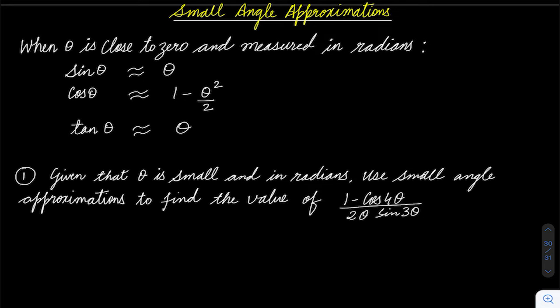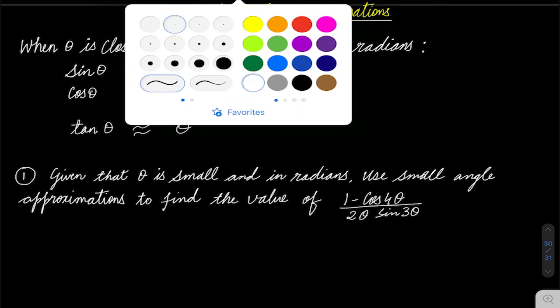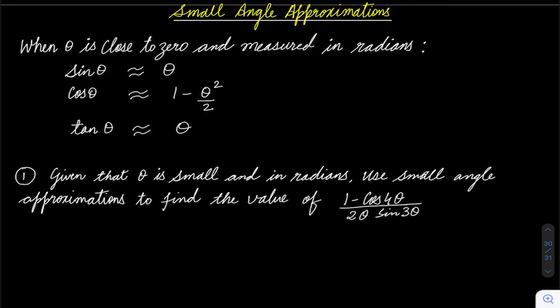So now, when theta is close to 0 and it is measured in radians, we can take the value of sine theta as approximately theta. We can take the value of cos theta as approximately 1 minus theta squared by 2, and we can take tan theta as approximately theta. This is only when two conditions are met. First, theta is close to 0. Second, it should be measured in radians.